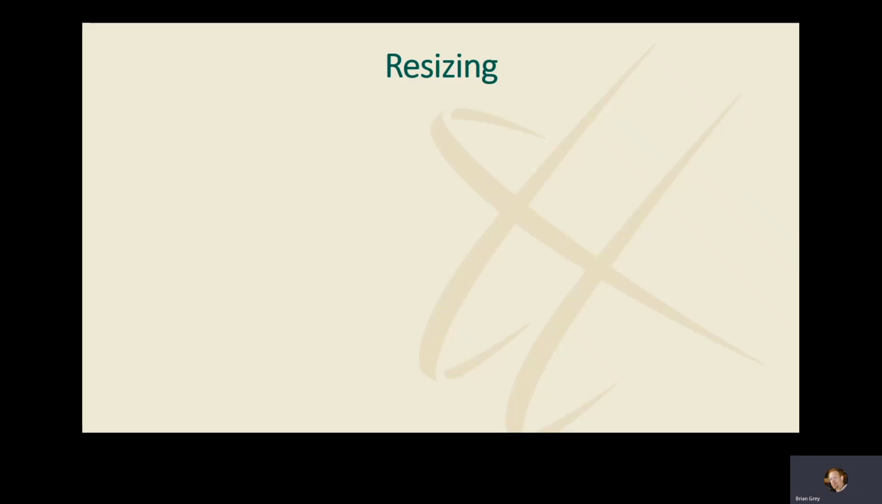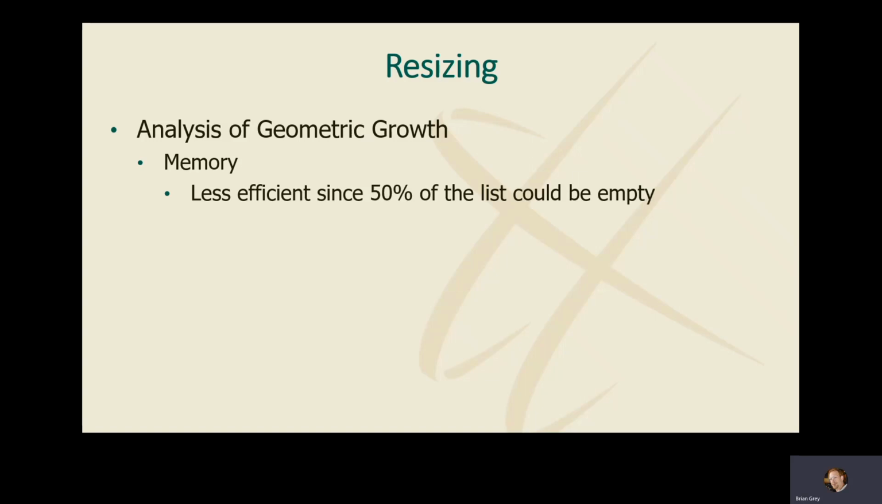That's arithmetic growth. Let's do the same thing with geometric growth. Memory. We established that arithmetic growth is pretty good with memory. So, surprising no one, geometric growth will be less efficient. 50% of the list could be empty, right?